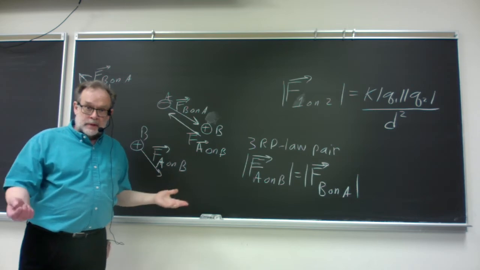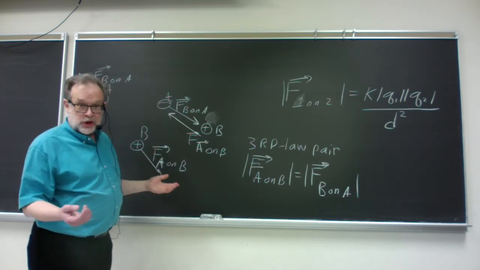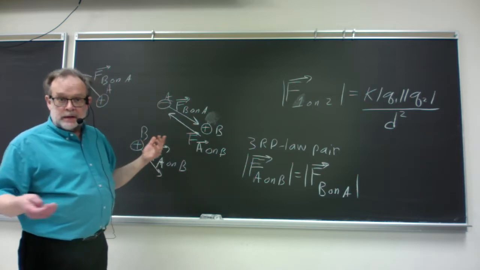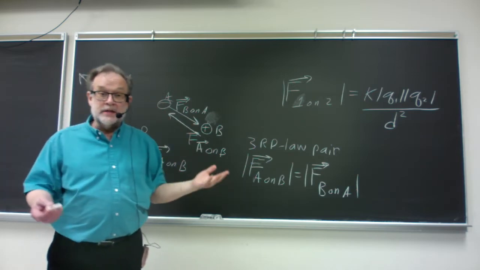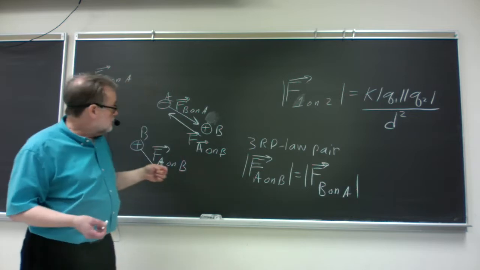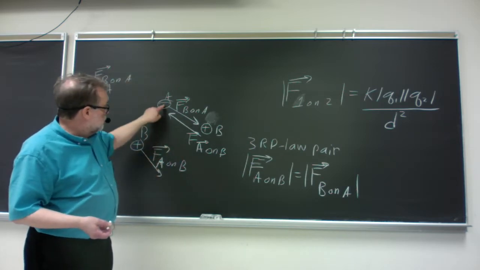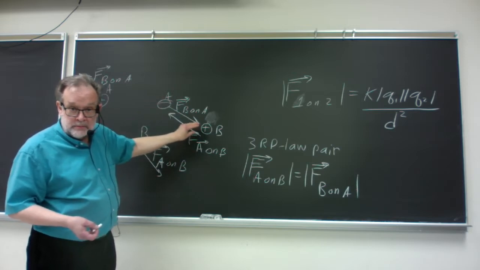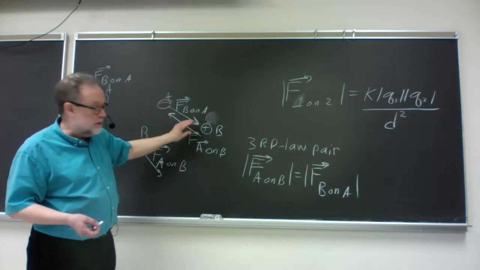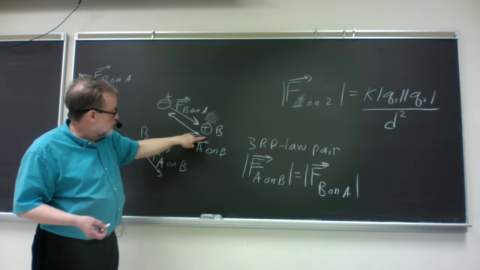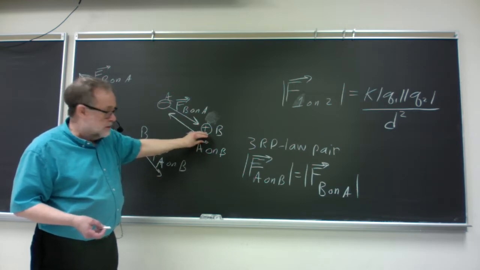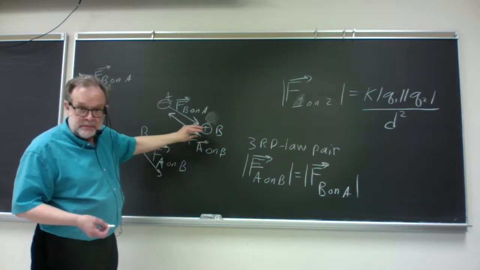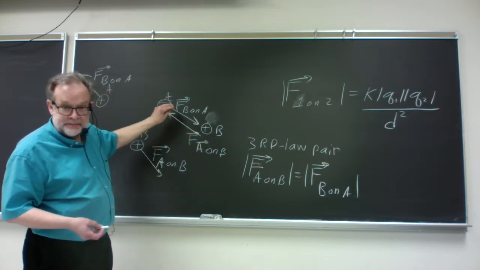And then opposites attract, two charges of opposite type. Here's a negative and a positive now. They'll apply attracting forces to each other. And so the force from B on A pulls A toward B, attracts A toward B, and the force from A on B pulls B toward A, attracts B towards A.